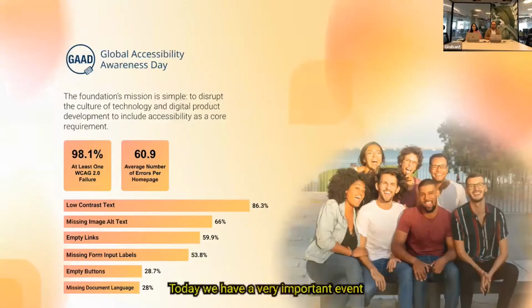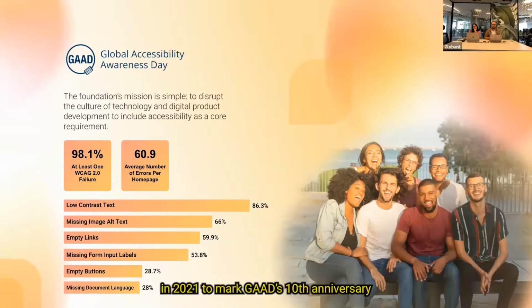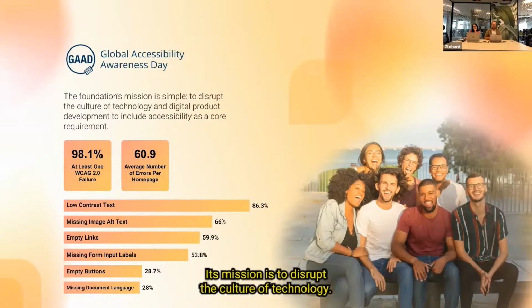Today we have a very important event. Today we celebrate Global Accessibility Awareness Day. The purpose of this day is to get everyone talking, thinking, and learning about digital accessibility and inclusion. The GAAD Foundation was launched in 2021 to mark the GAAD anniversary. Its mission is to disrupt the culture of technology and digital product development to include accessibility as a core requirement.